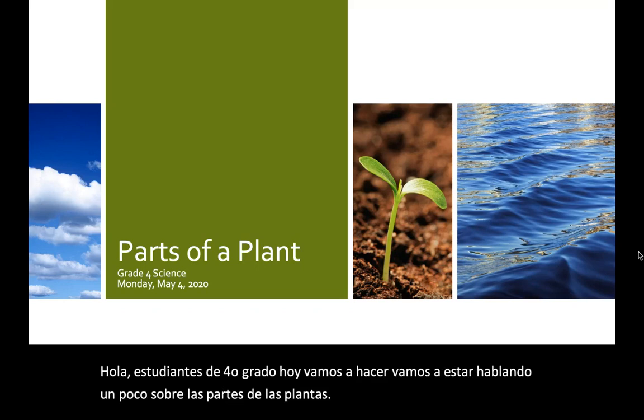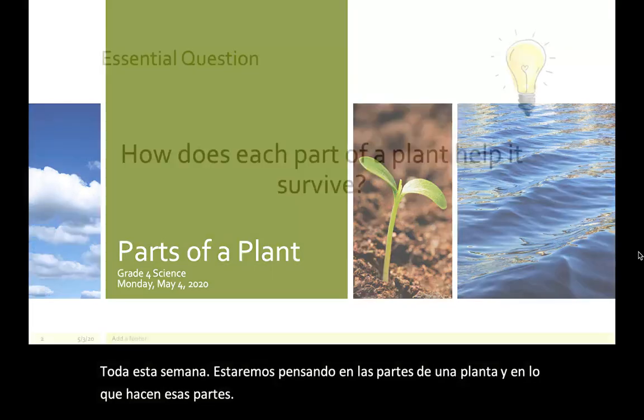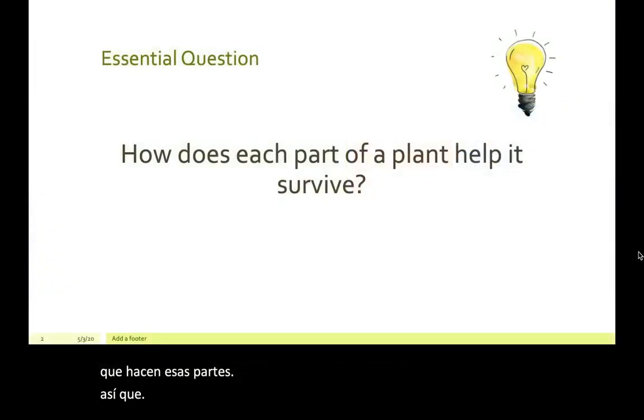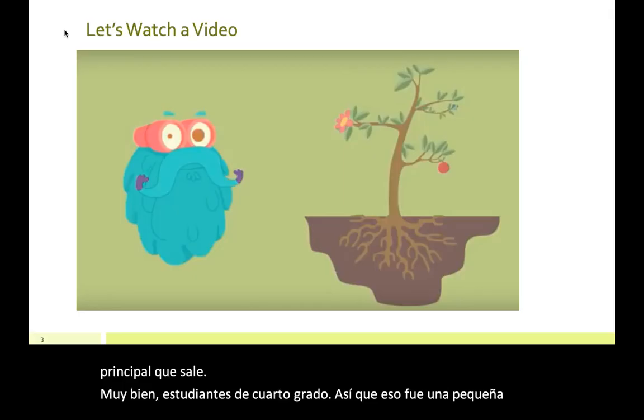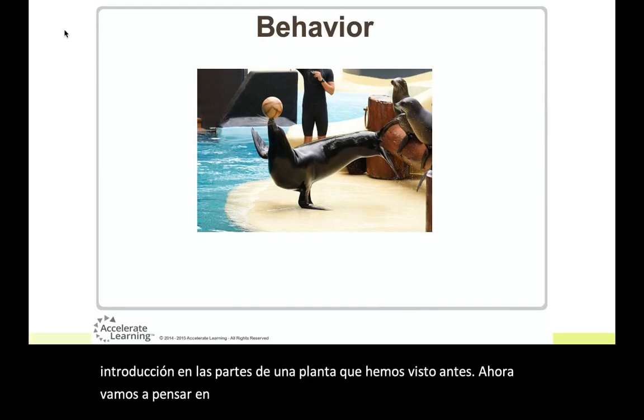This whole week we will be thinking about the parts of a plant and what those parts do. So, the first thing is our question. How does each part, which we've looked at before. Now we're going to think about some of the vocabulary that we will be using during this work.